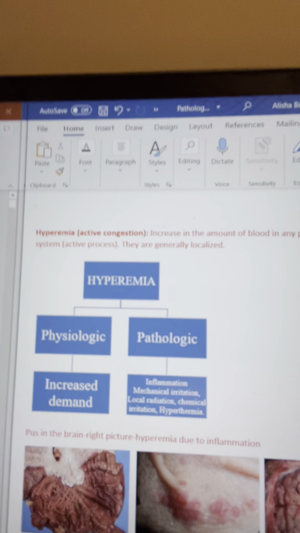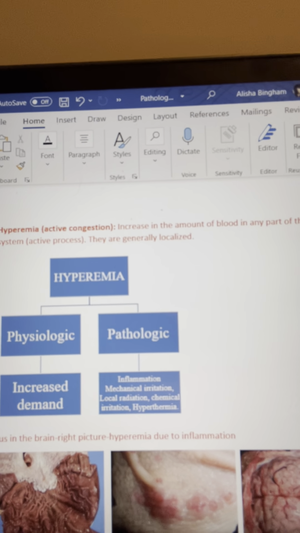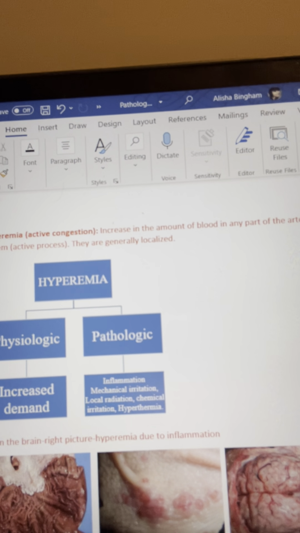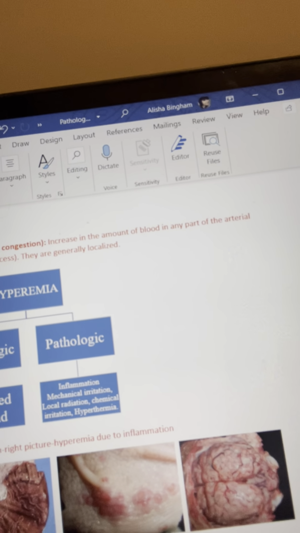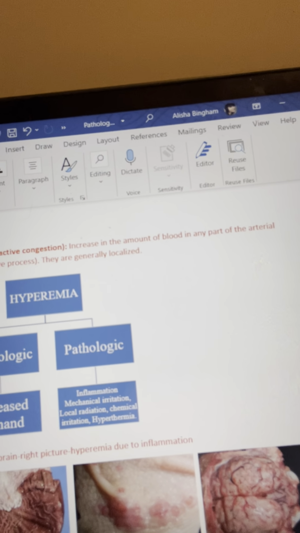So starting with hyperemia, that's also known as active congestion. It's an increase in the amount of blood in any part of the arterial system. So it's an active process, and they are generally localized. So here's hyperemia, which breaks down into physiologic and pathological, and then physiological breaks down to increased demand, whereas pathological breaks down into inflammation, mechanical irritation, local radiation, chemical irritation, and hyperthermia.